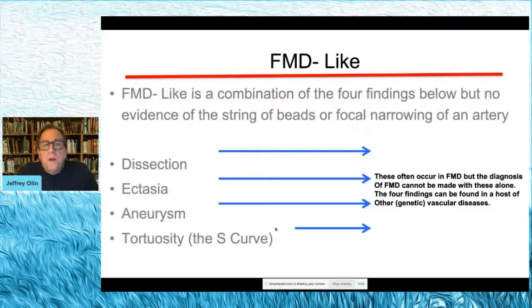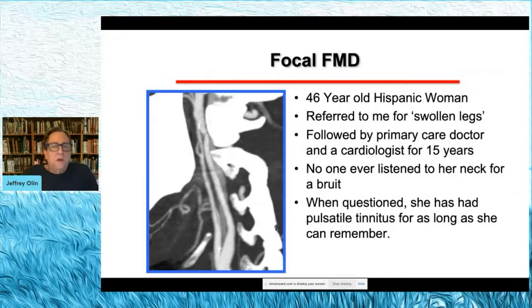Here is an interesting situation. I saw this woman many years ago, and she was referred to me for swollen legs. And when I listened to her neck, I heard a loud bruit. A bruit is a sound produced in an artery due to turbulence of flow. No doctor ever listened to her neck. And you can see it's very high up, this area down here is at the angle of your jaw. So you can see how high up this is.